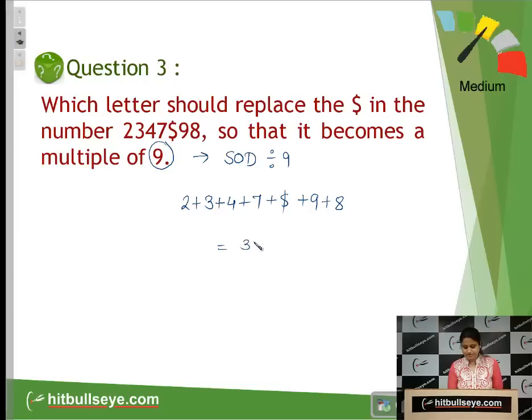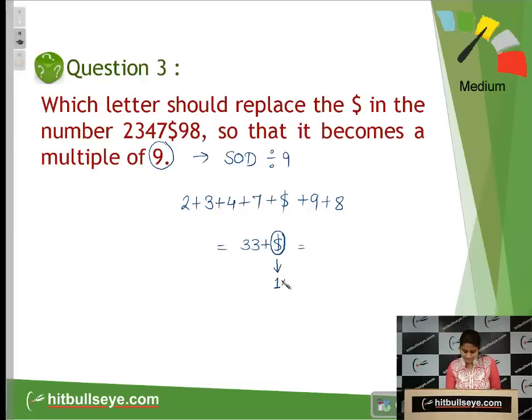and this is 33 plus dollar. Now I want to take that value of this dollar sign so that this total becomes divisible by 9. If I take 1 here, I'll get 34. Obviously you can think that 34 is not divisible by 9. If I take 2, obviously 35, that is also not divisible by 9.